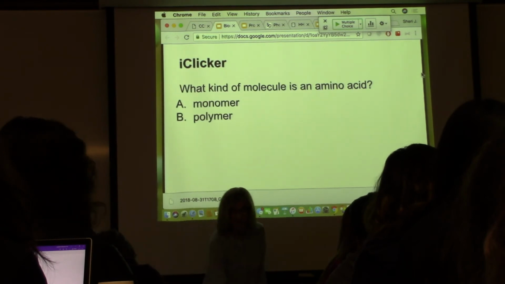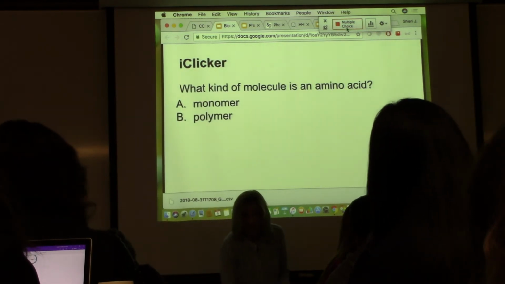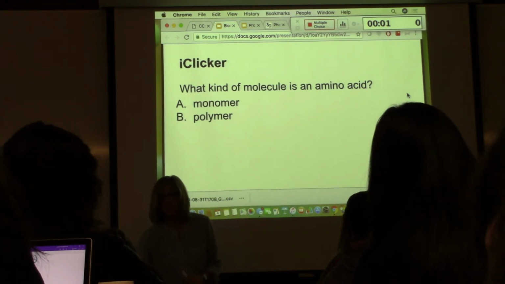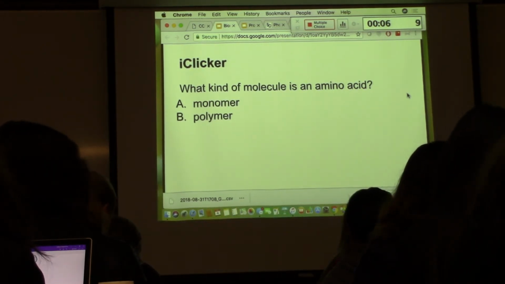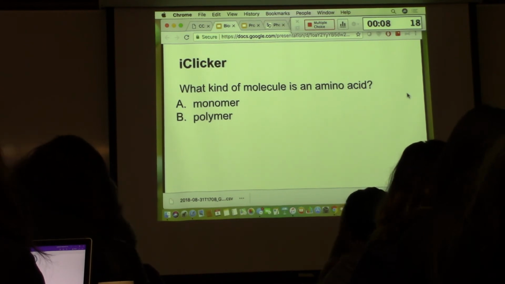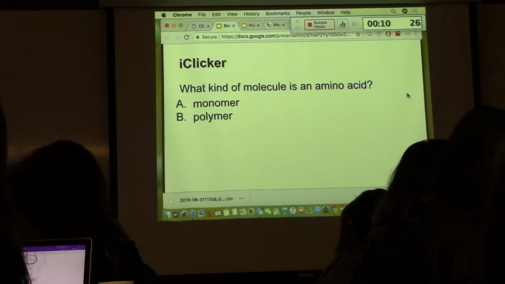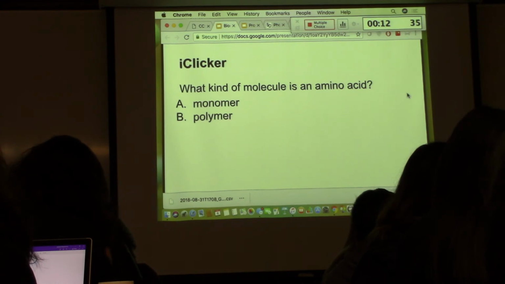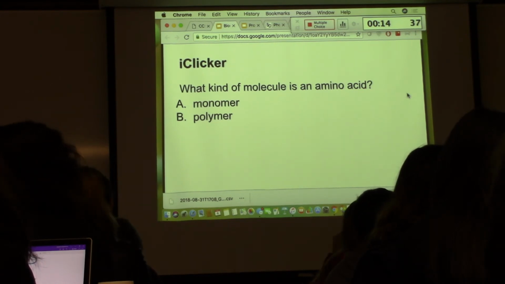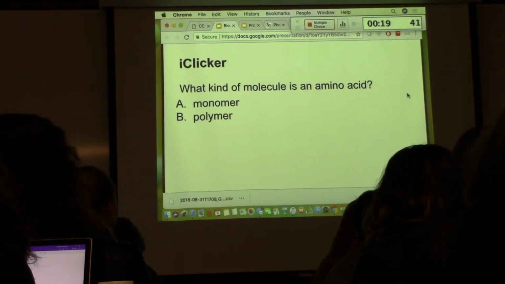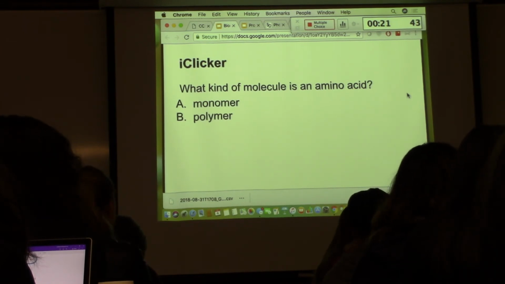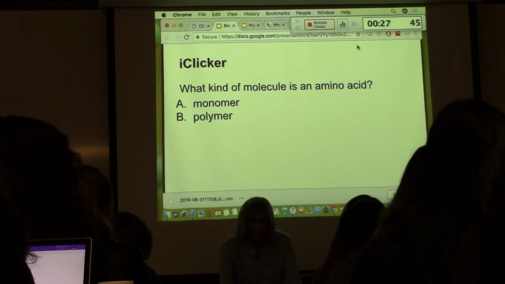All right, let's take a little iClicker break. What kind of molecule is an amino acid? All right, last chance to click in.